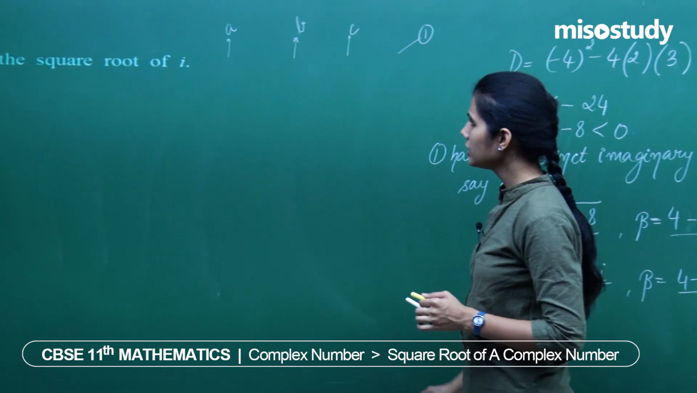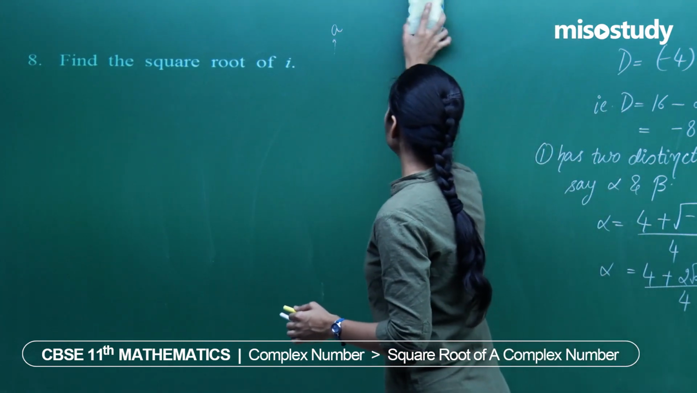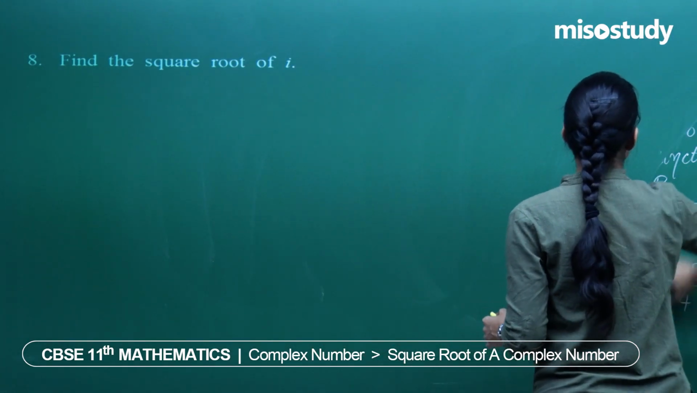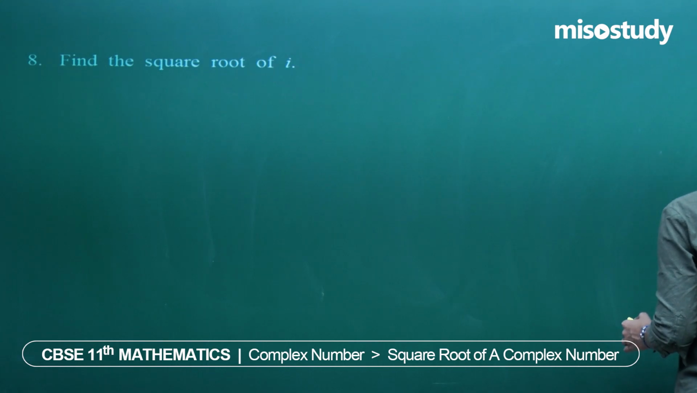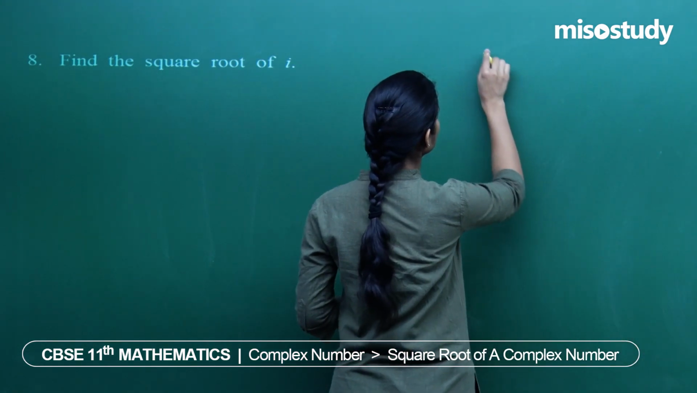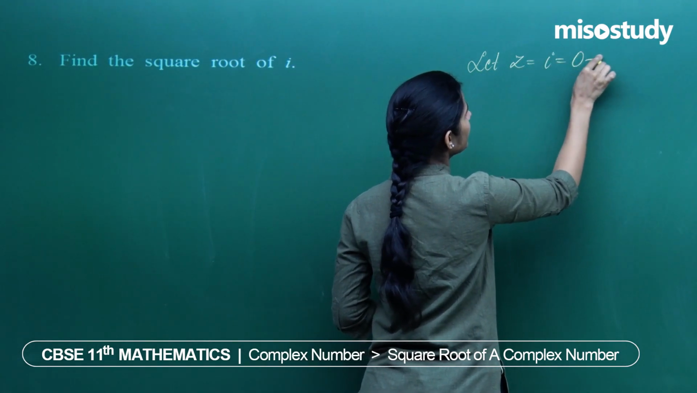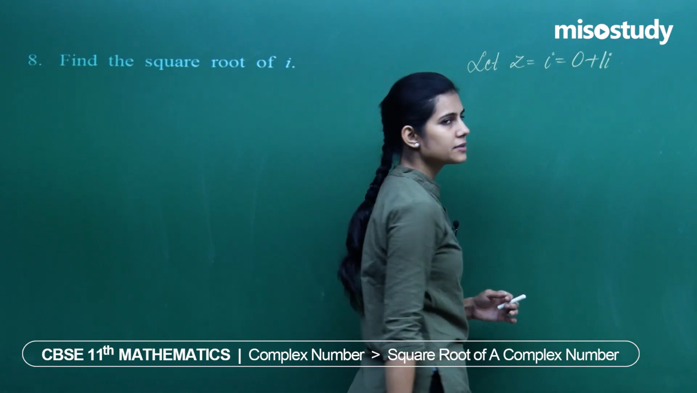Next we have find the square root of iota. Now the drill that is used to find the square root of any complex number should be at your fingertips, and then you will be able to decode the very square root of iota within no time. Let's do that. Let z be equal to the complex number iota, which can be written like this.